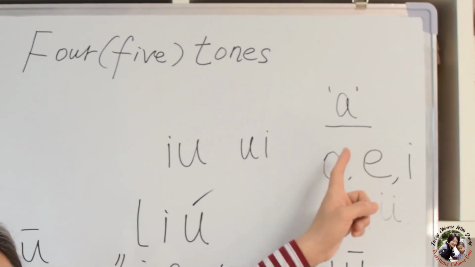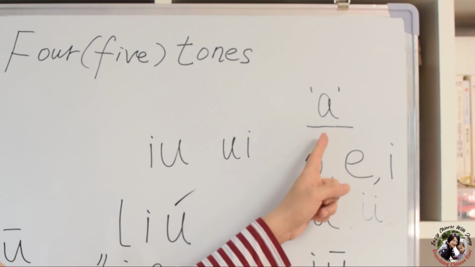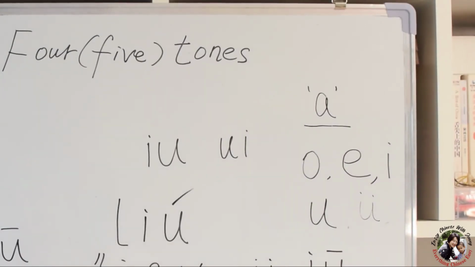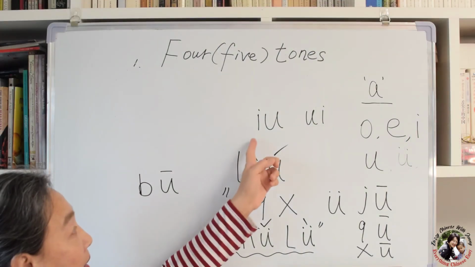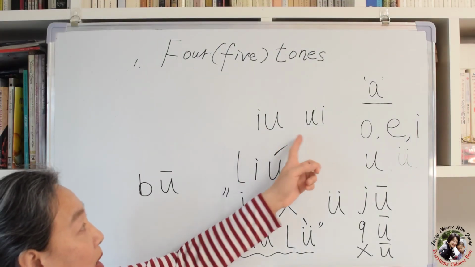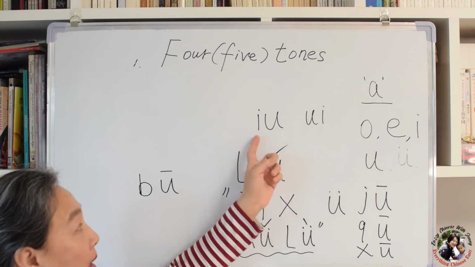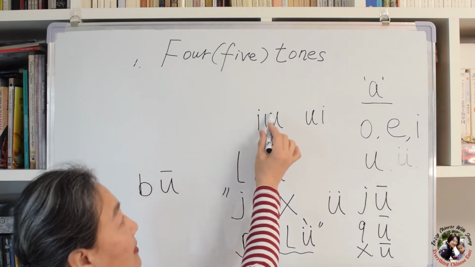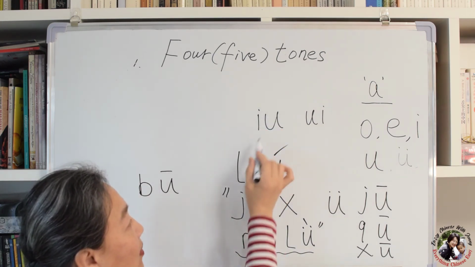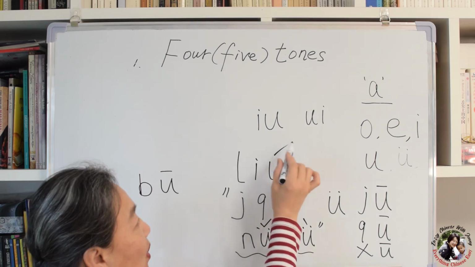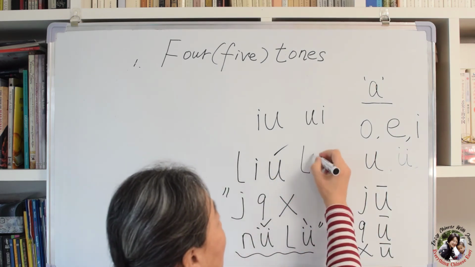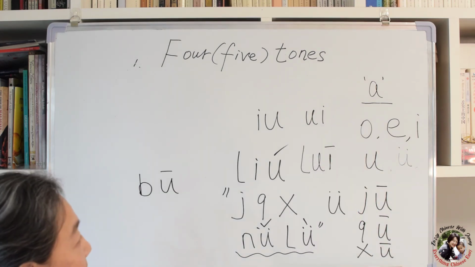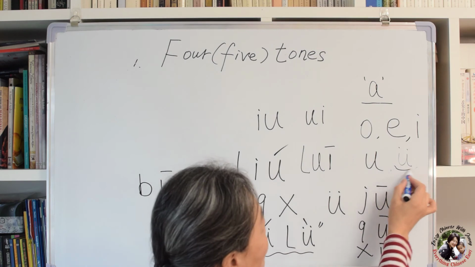Other than the basic rule, like follow the order A, O, E, U, there are a few exceptions. This U, when they go together, we always put the tone mark on the second one. For example, liu, lui. And also, this one is a bit tricky. Yu.